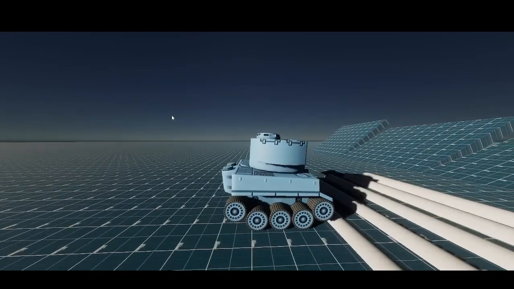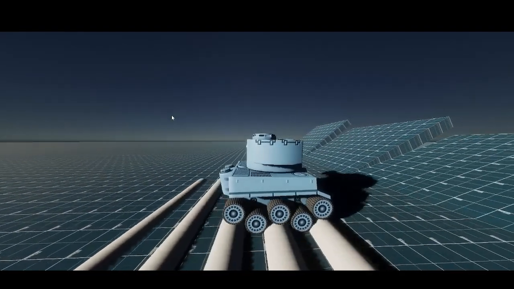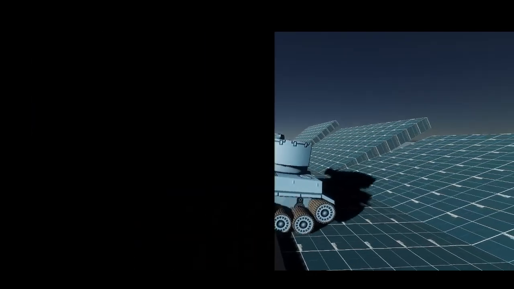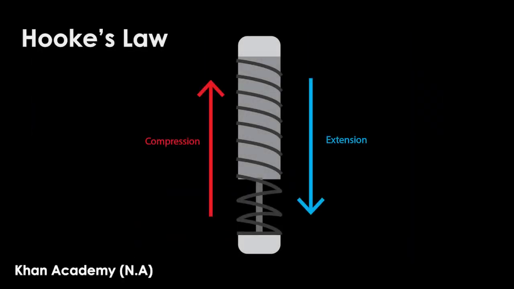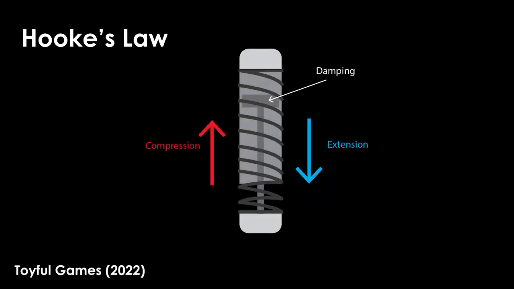Suspension on the tank is to stabilize the tank body when passing small obstacles. The theory behind suspension is Hooke's law of a spring, the extension and compression force of the vehicle's weight. By adding damping in the spring, it will increase the traction and reduce the extension and compression of the vehicle and make it more stable.